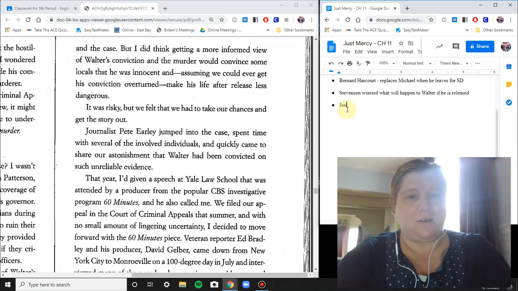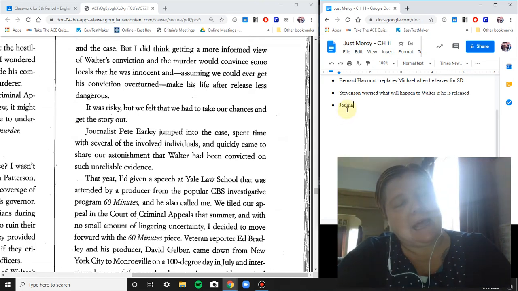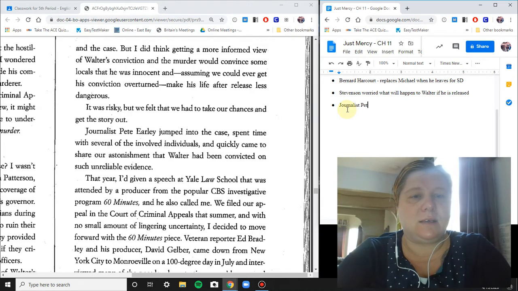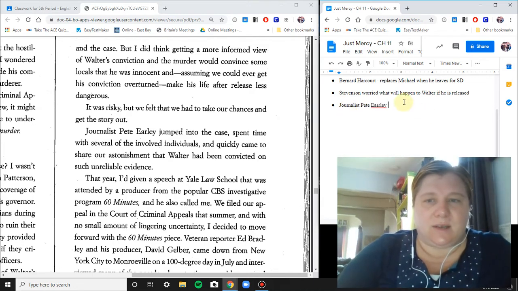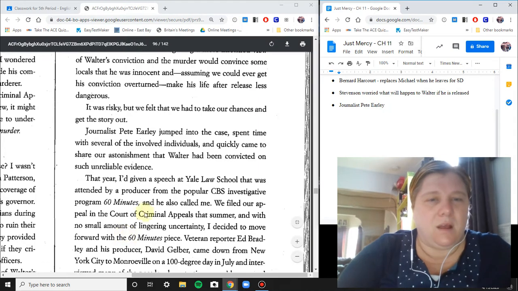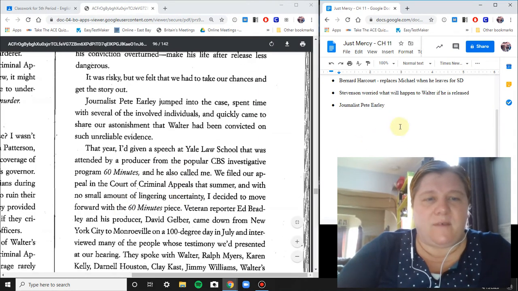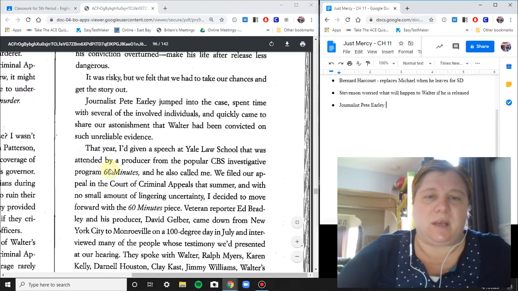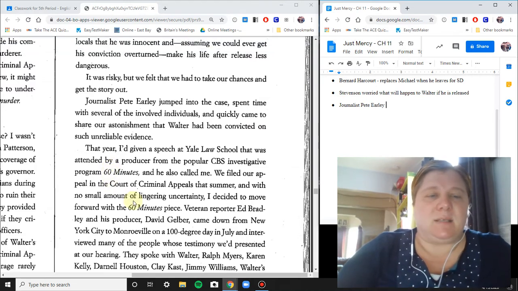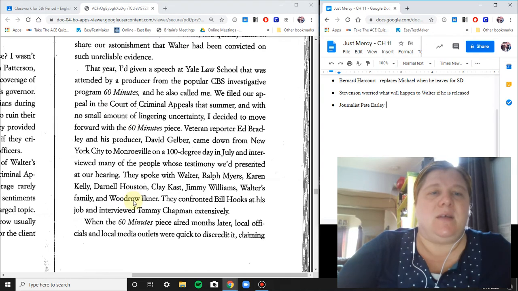Journalist Pete Early jumped onto the case. He spent time with several of the involved individuals and quickly came to share our astonishment that Walter had been convicted on such unreliable evidence.